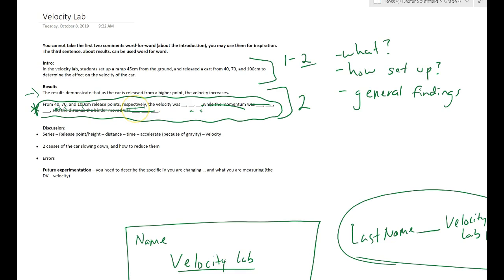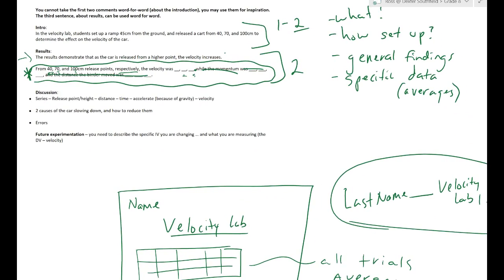That's what respectively means. So we say how is it set up. You say general findings, which is this sentence. Then you say specific data, and in doing so, you're referring to the 3 averages. So those 4 sentences should be pretty easy to do.